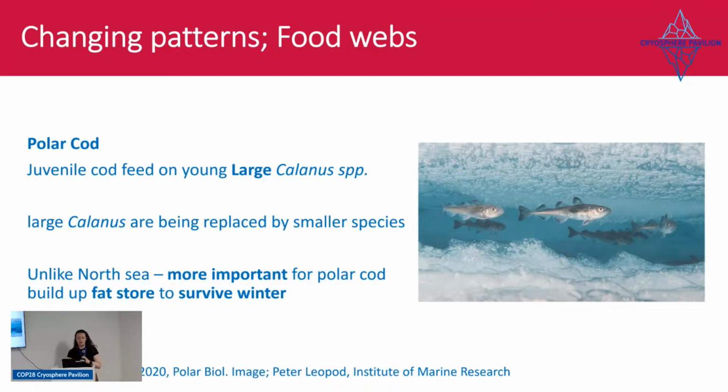So polar cod feed on young, large calanus, and as those calanus are being replaced by smaller species, this can impact the polar cod recruitment and reproduction themselves as well. But this is even more acute in the poles, because these polar cod themselves are also experiencing other stressors like decreasing sea ice, and there's more pressure on these polar cod to store fat over winter as well. So it's even more acute in the Arctic environment.